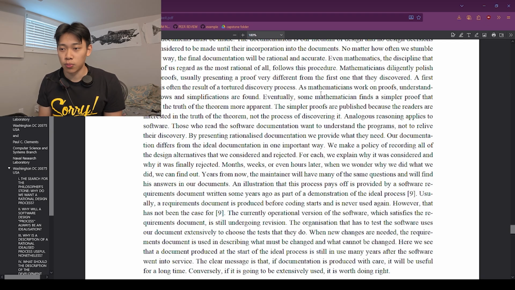An illustration of how this process pays off is provided by a software requirements document written some years ago as part of a demonstration of the ideal process. Unusually, a requirements document is produced before the coding starts and is never used again. However, that has not been the case.